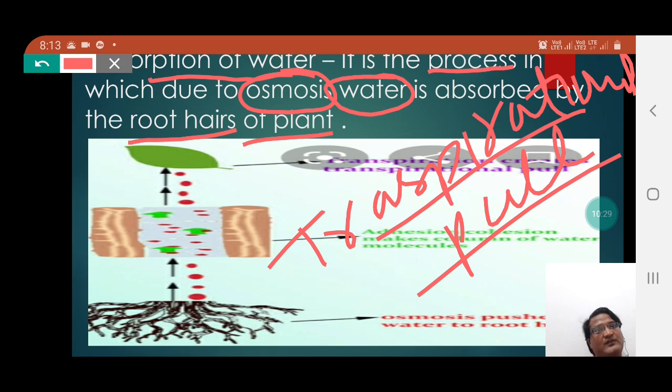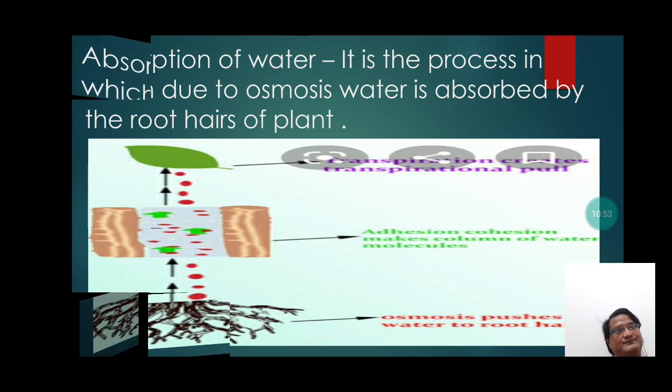So transpirational pull along with the absorption of water helps in the ascending of water in the vessel, and students, this is called as ascent of sap.